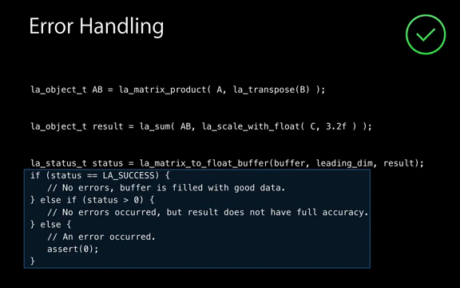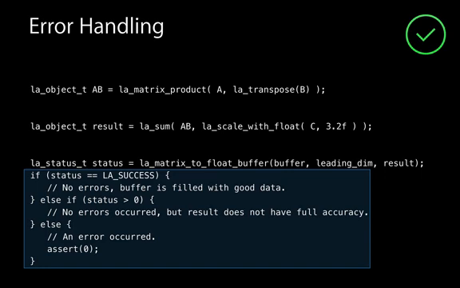In this case, we're trying to write back to the buffer before we even check the status. The way that we recommend checking the status is if the status is 0 or LA success, then everything went well. In this case, you've got data in your buffer. If it's greater than 0, there was some warning. You're going to have data there, but you may not have full accuracy. And then finally, less than 0, some hard error occurred. In this case, there's going to be no data in that buffer. This might be something like a dimension mismatch or something that we just can't recover from.